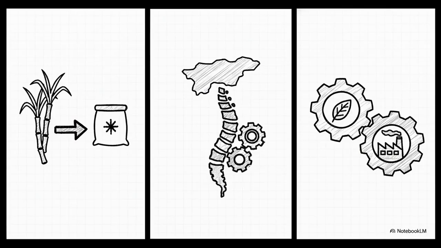So let's just quickly recap the 3 big ideas from our discussion today. First, manufacturing is all about turning simple raw materials into more valuable goods. Second, it is the backbone of our economy, creating jobs and helping our country to grow. And third, it doesn't work alone. It moves hand in hand with agriculture, creating a powerful cycle of progress.